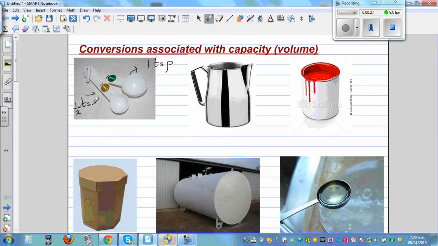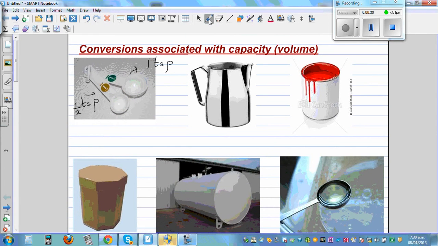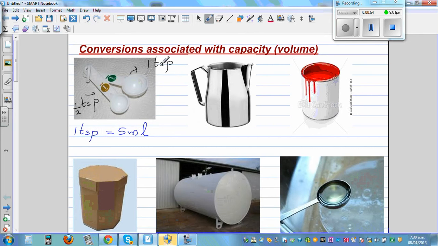Now, teaspoon is used in cooking, but the standard unit of capacity or volume is liters, or milliliters. So this is something that's useful. You should know 1 teaspoon is not exactly, but about 5 milliliters. So half a teaspoon would be how much? Half a teaspoon, TSP stands for teaspoon, is 2.5 milliliters. I'll come to milliliters later.